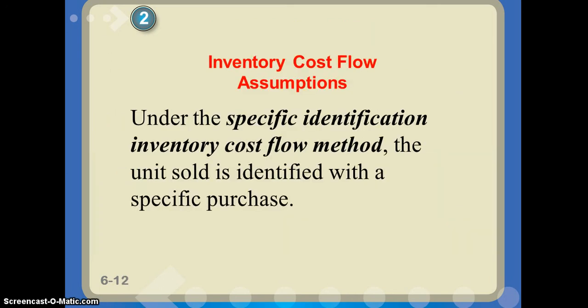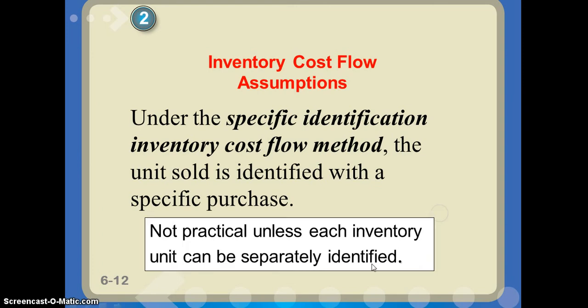Under the specific identification inventory cost flow method, each item sold is identified by the specific item. So every item is unique and different from every other item. So the order is irrelevant. It's a specific custom-made item for each order. We will not calculate any of these. It's a simple calculation. I sold this item, which was this cost, and that's that specific item. So it's not practical unless each unit is specific and different.